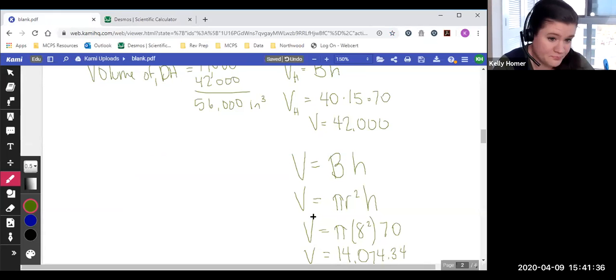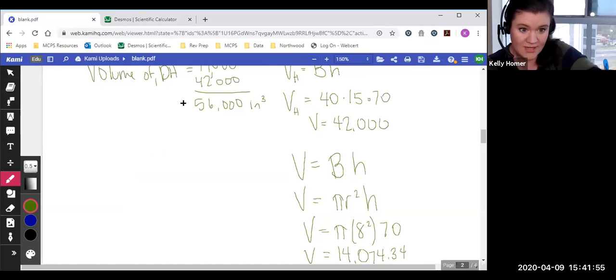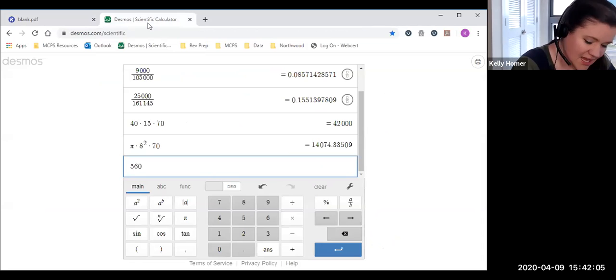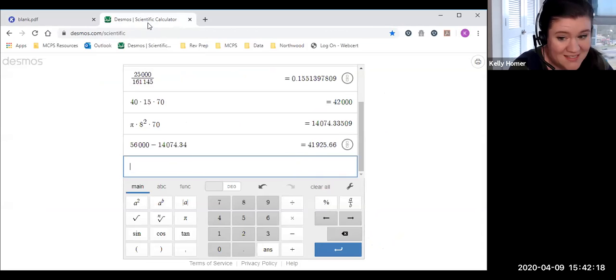So if it was a solid wooden block and I just carved that out, how would I figure out how much volume of wood I have? How much volume of wood exists in this? It's become a hamster house. Okay. So what I would do is I would subtract, right? Because if you drilled it out, you're taking that wood out, right? So I'm going to subtract 14,074.34, and I'm going to let the wonderful calculator do it. So that's 56,000 minus 14,074.34. So the volume of wood for this house would be 41,925.66. I don't know. It's a big hamster. I don't know.